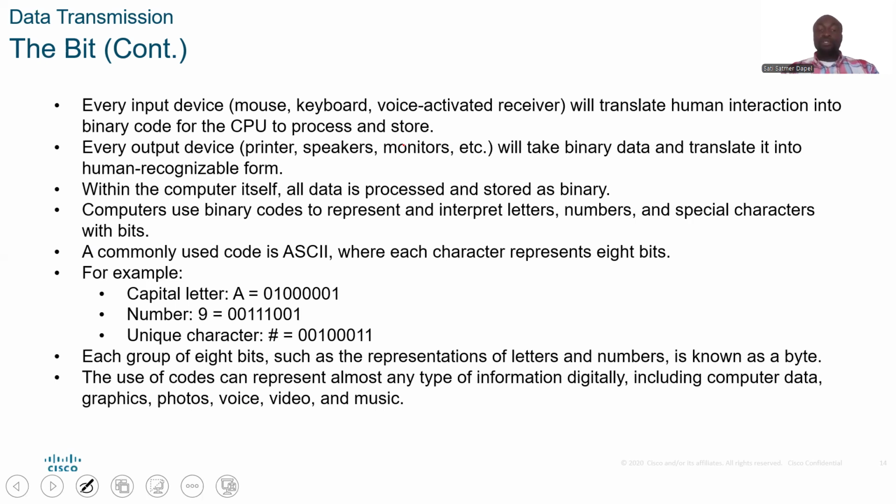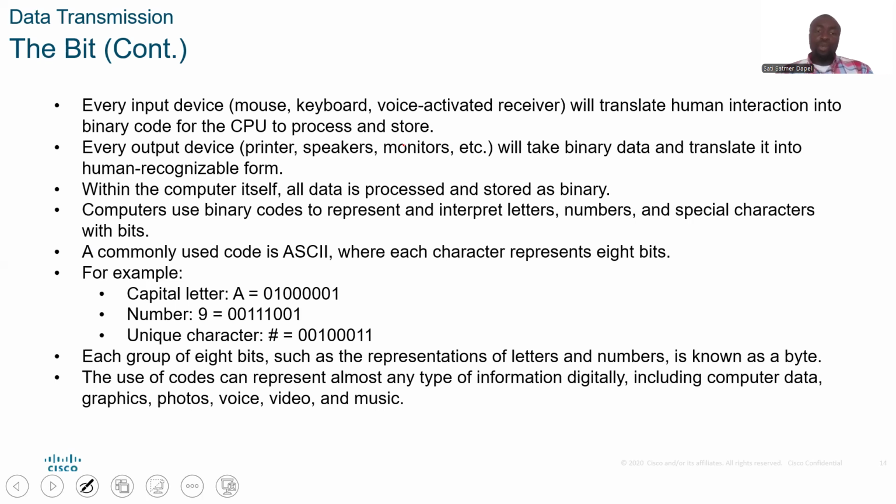So you see, these are two extremes. An input device picks from human understandable form and converts to machine understandable form. Then the output device will pick from machine understandable form and convert back to human understandable form. So within the computer itself, all data is processed and stored in binary. Computers use binary codes to represent and interpret letters, numbers, and special characters, with bits.